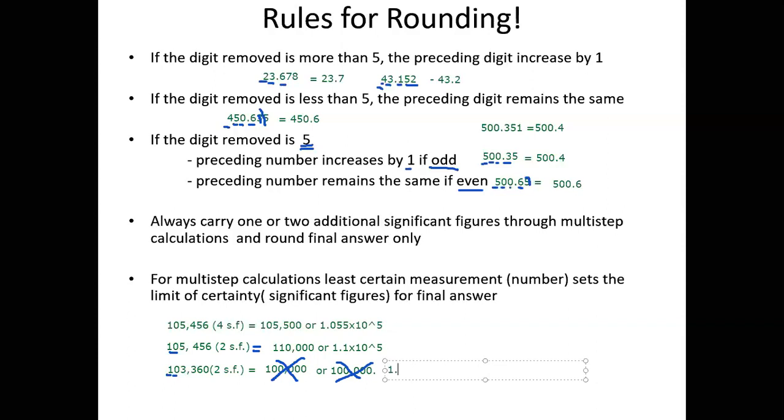So this would be 1.0 times 10 to the 5th. And the reason I wanted to show you this is that sometimes when you're rounding, the only way you can write the answer is in scientific notation. Because this is the only way you can write 100,000 with two significant figures.